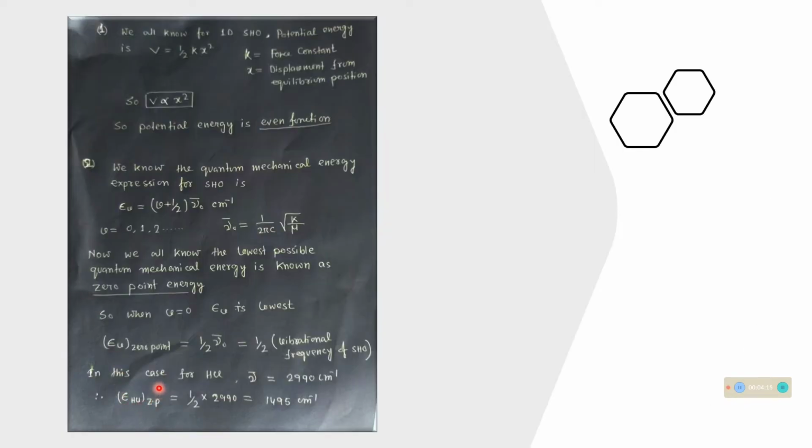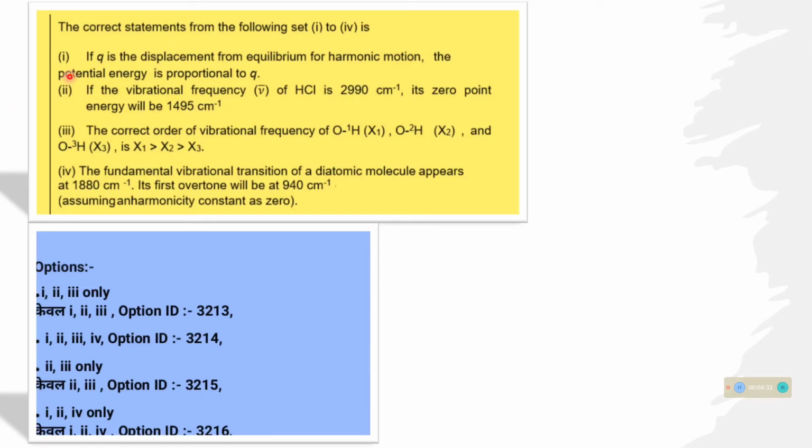So in the given case for HCl, nu bar is 2990. So the zero point energy for HCl should be half of that vibrational frequency, meaning half of 2990. That is 1495 centimeter inverse. So statement 2 is correct.